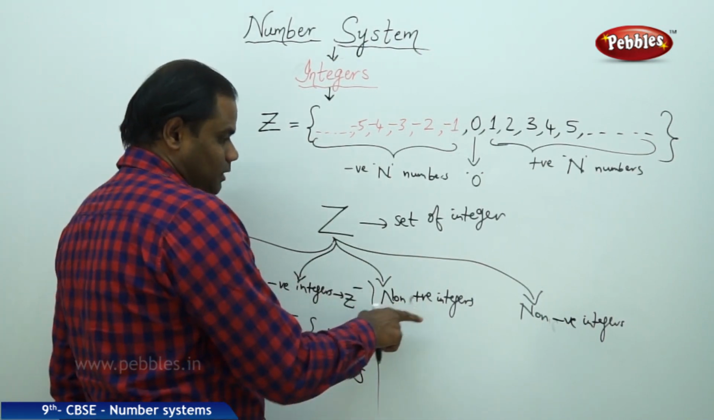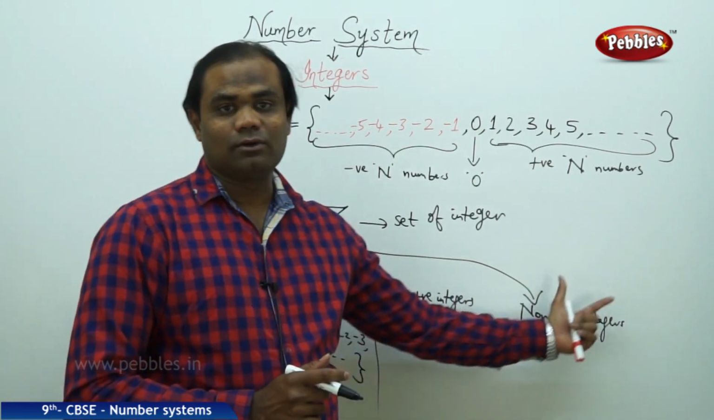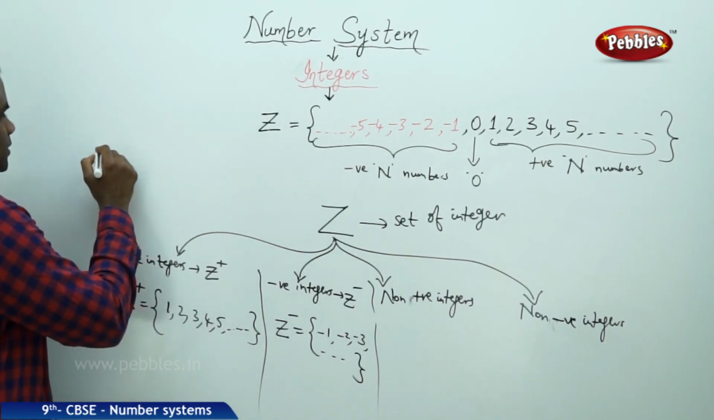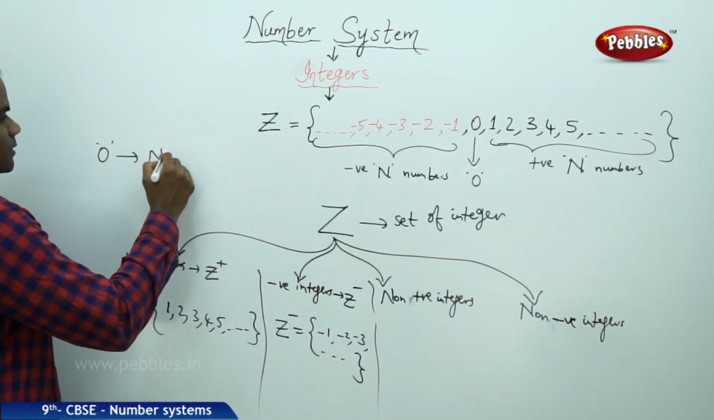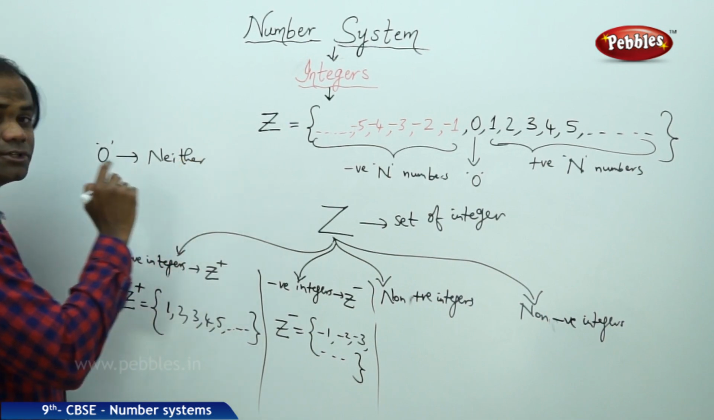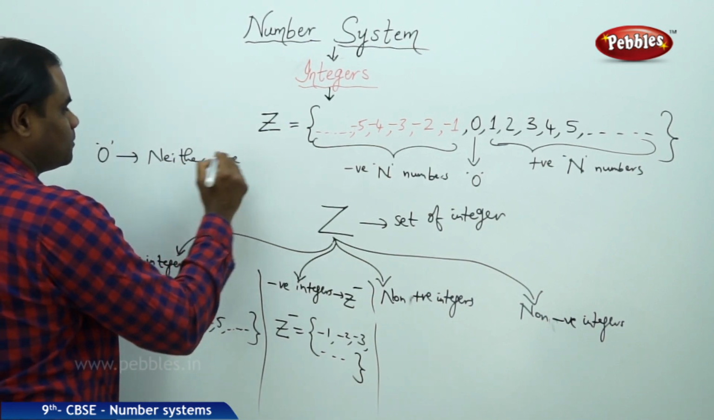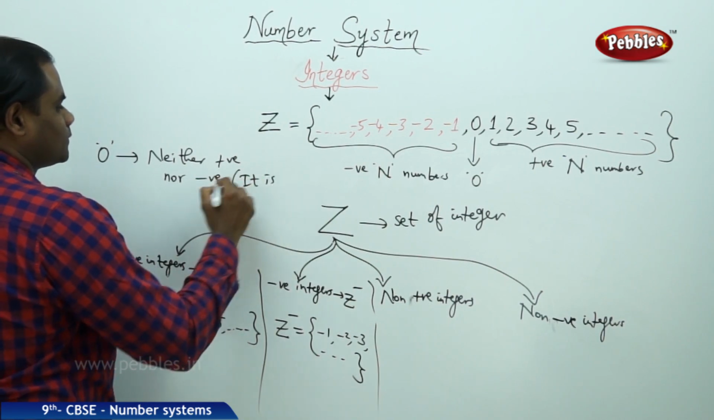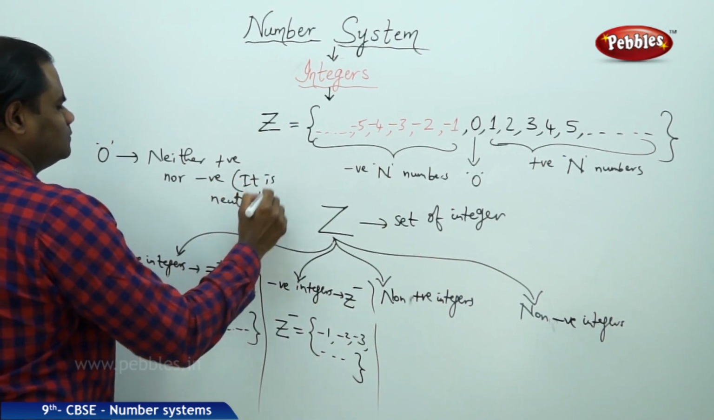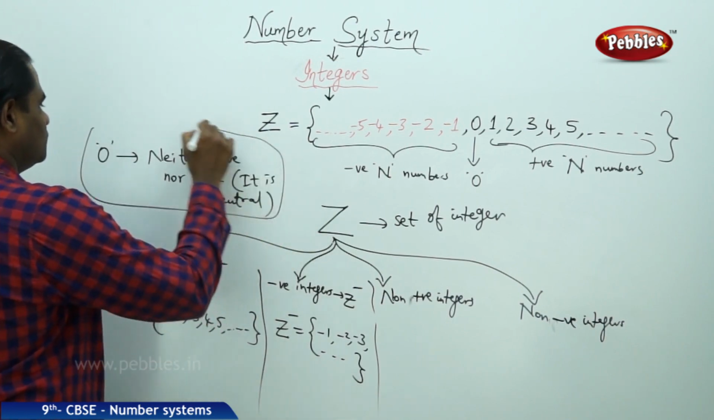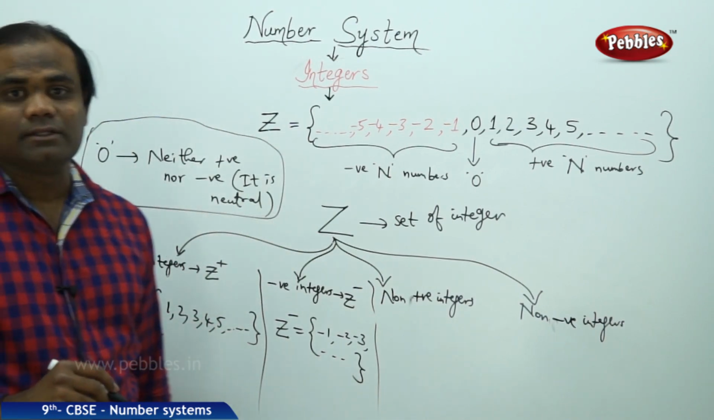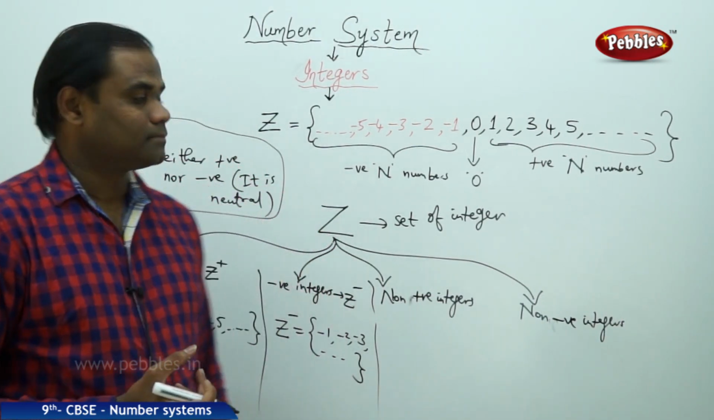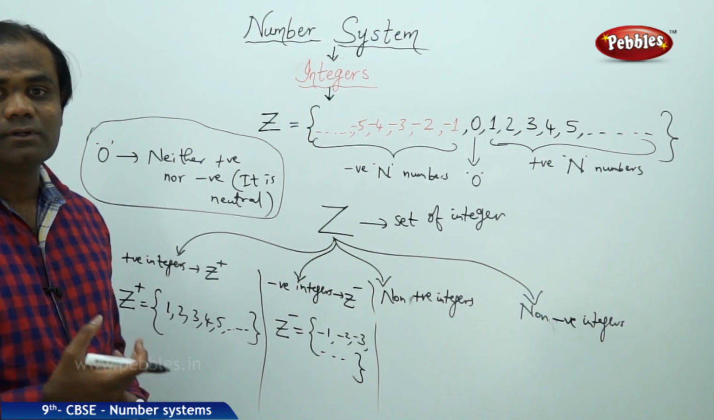Now, before we come into the classification of non-positive and non-negative integers, let's make a very important note that 0 is neither positive nor negative. It is neutral, neither positive nor negative. That is how I understand the importance of 0 in the branch of numerals. So 0 is neither positive nor negative.